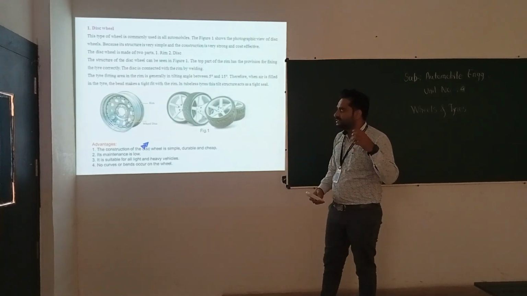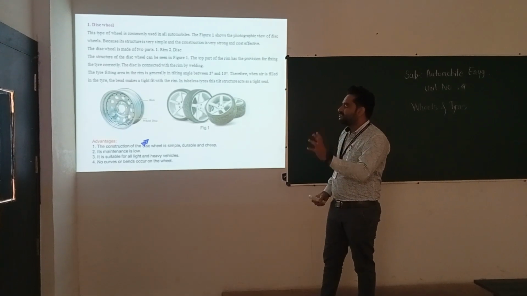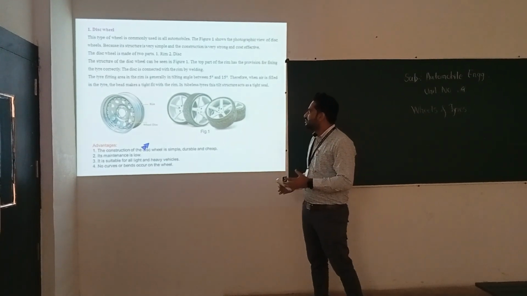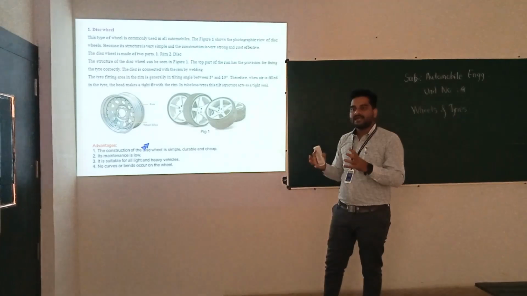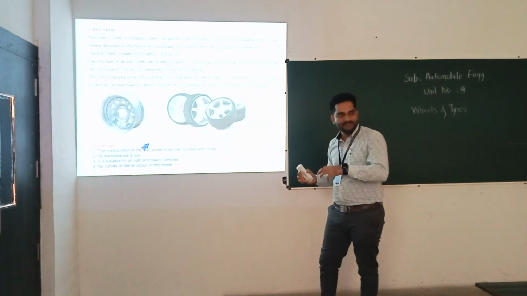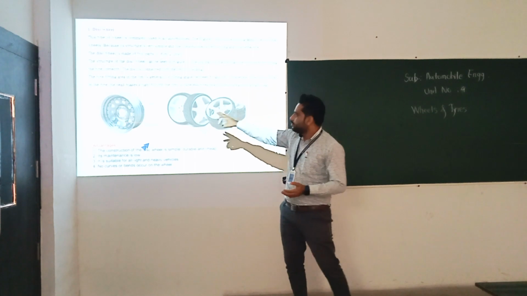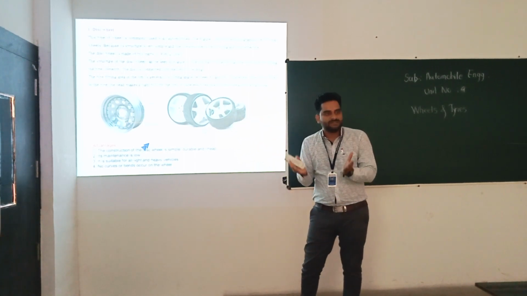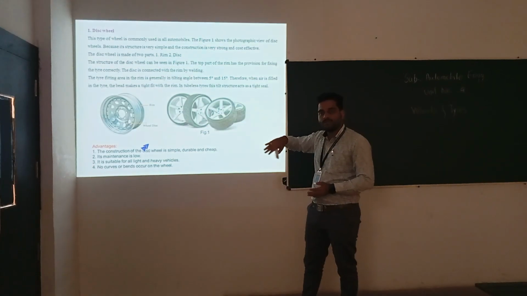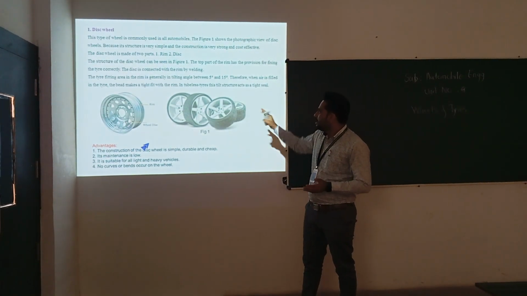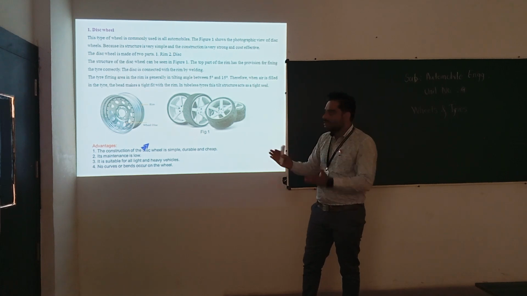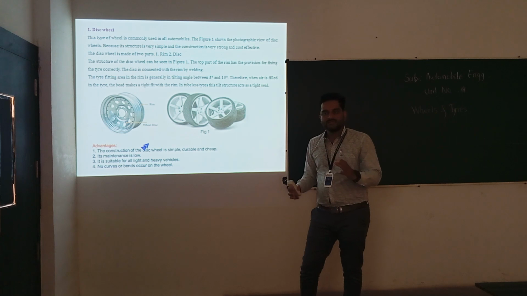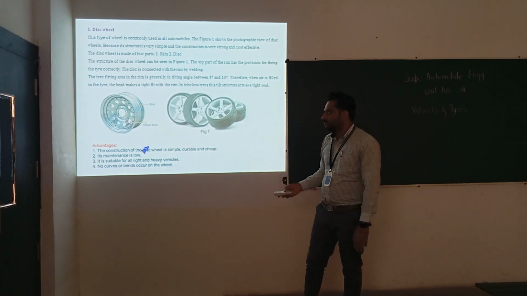Therefore, when air is filled in the tire, the bead makes a tight fit with the rim, and in a tubeless tire, this tilt structure acts as a tight seal. So in tubed tires, this rim will fit the tire in position, and in case of tubeless tires, this tilt position of the rim will act as a tight seal to avoid the leakage of air. Okay.